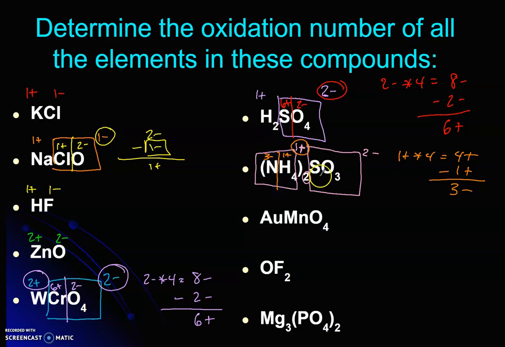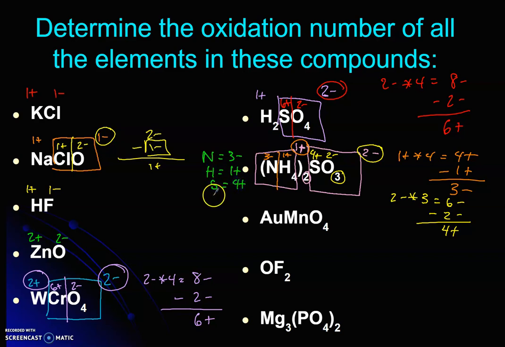Okay, and then for sulfite, I have a rule for oxygen. That is a 2 minus. So 2 minus times 3 of them means I have a 6 minus charge. I'm going to subtract out my overall 2 minus charge, meaning that sulfur is going to be a 4. Okay, so I know it's a little packed in here, but nitrogen is going to be a 3 minus, hydrogen is going to be a 1 plus, sulfur is going to be a 4 plus, and oxygen is going to be a 2 minus. All of that is for our ammonium sulfite.